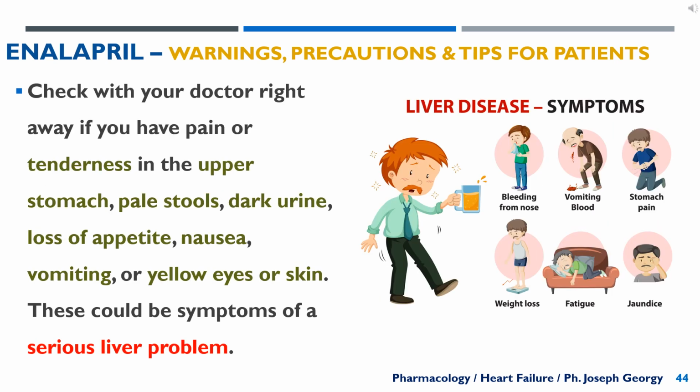Check with your doctor right away if you have pain or tenderness in the upper stomach, pale stools, dark urine, loss of appetite, nausea, vomiting, or yellow eyes or skin. These could be symptoms of a serious liver problem.